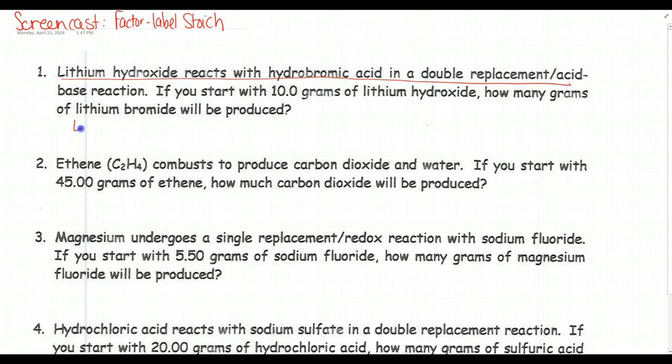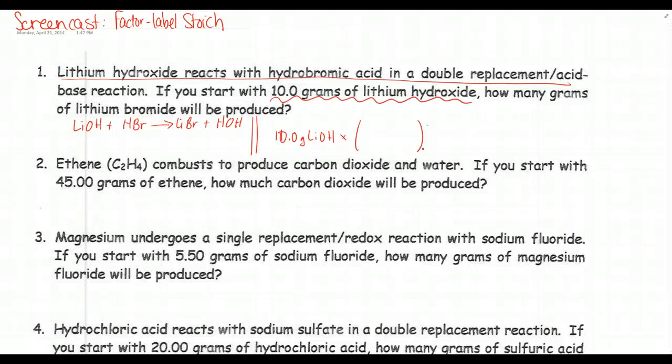So I'm going to start with lithium hydroxide reacts with hydrobromic acid in this double replacement, which will make lithium bromide and hydrogen hydroxide, which is just water. You notice this is already balanced. It's asking if we start with 10 grams of lithium hydroxide, how many grams of lithium bromide will be produced? So we start off with the thing we're given, 10.0 grams lithium hydroxide. Then we're going to multiply that by various factors until our labels end up correctly. That's why this is called factor label.